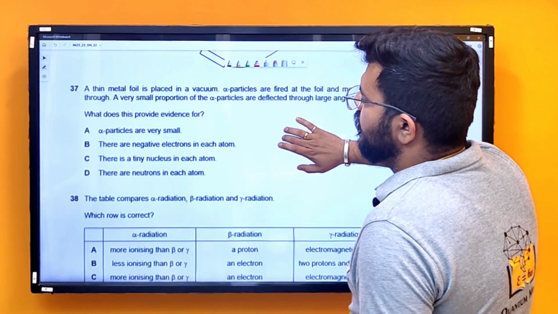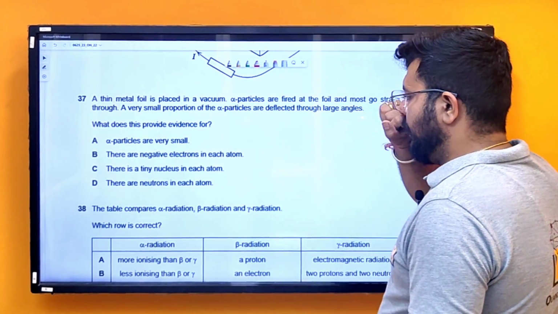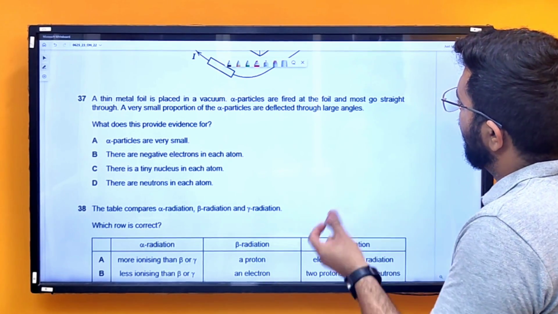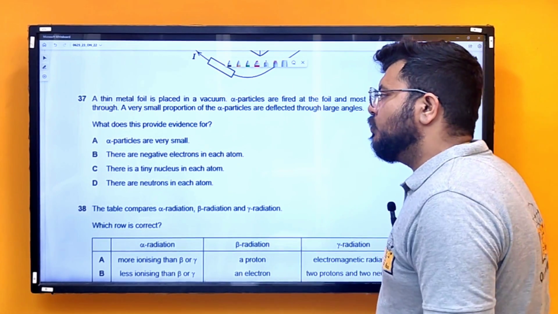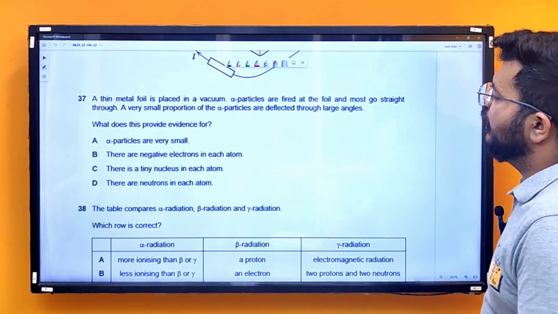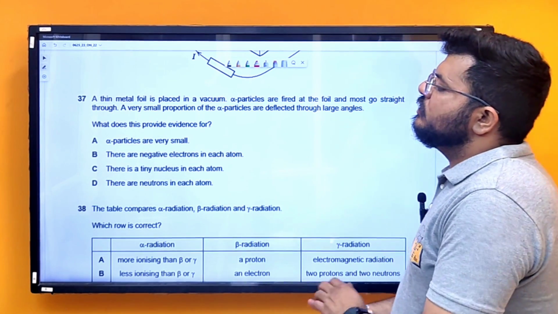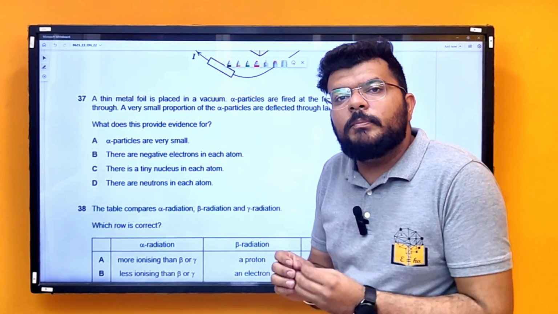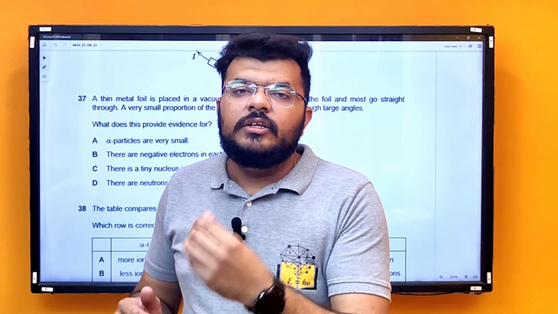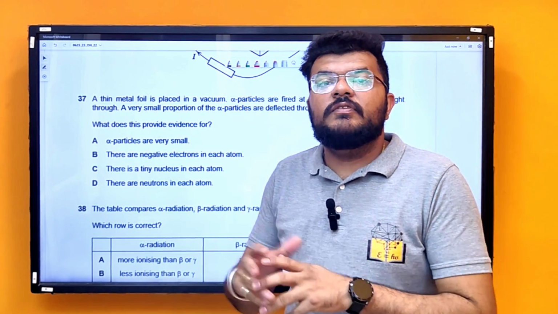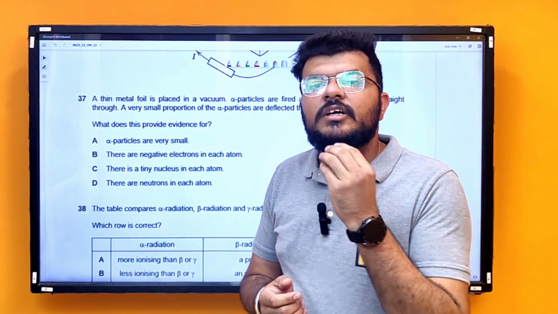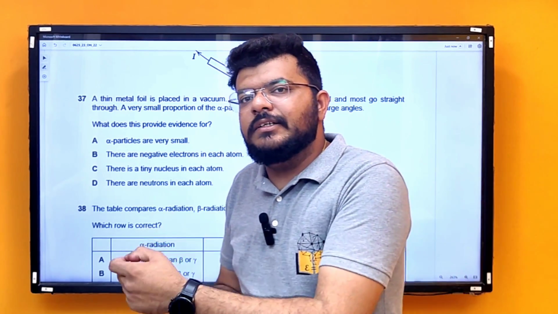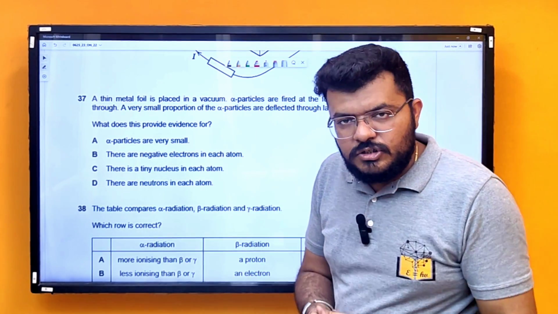Then we have question number 37. A thin metal foil is placed in a vacuum. Alpha particles are fired at the foil and most go straight through. A very small portion of alpha particles are deflected through large angles. What does this provide evidence for? It provides evidence that the positive charge that can deflect an alpha particle is really small. What is that positive charge? It is the nucleus, the protons inside the nucleus, and it's really small.